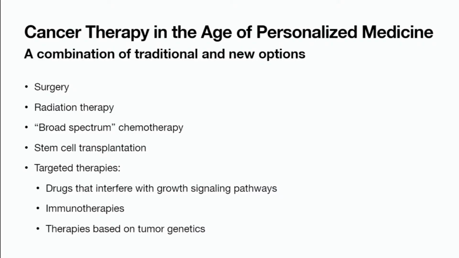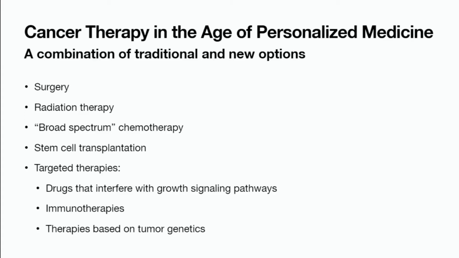Stem cell transplantation is an enhanced version of this broad spectrum chemotherapy approach in that you give patients so much chemotherapy that otherwise it would be lethal, and then you can rescue them either by giving them their own stem cells back, which have been collected in advance, or by giving them stem cells from a donor.